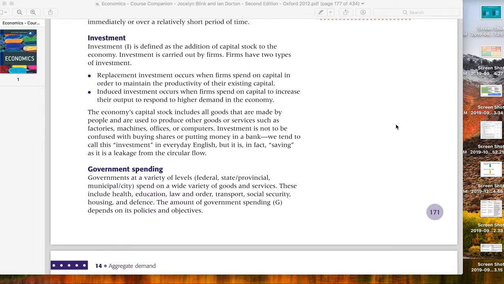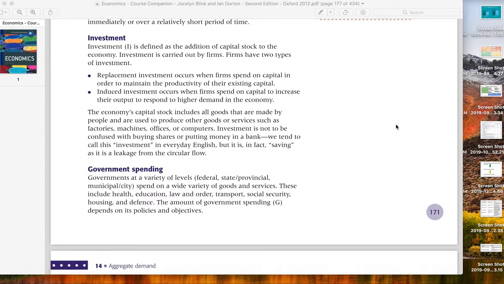The economy's capital stock includes all the goods that are made by people and are used to produce other goods and services. So factories, machines, offices, computers, those are all examples of investment because you use those to then make other goods and services. Investment is not to be confused with things like buying shares or putting money in the bank. Although in the English language that's usually what you associate with investment, in terms of macroeconomics we're not looking at it in that sense. It's any kind of capital that is used to support production, things like machinery, offices.